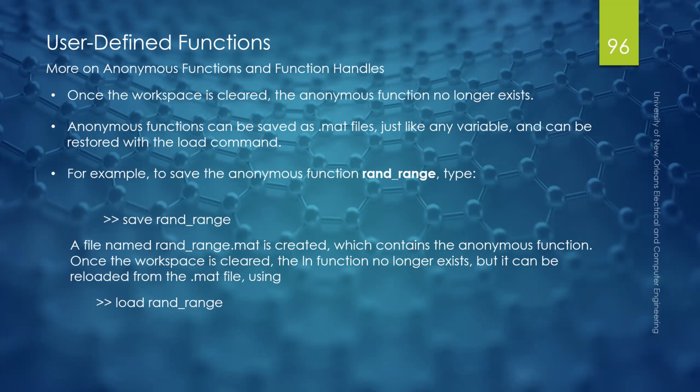Once the workspace is cleared, the function no longer exists, but it can be reloaded from the .mat file. Again, you can use load rand_range, and it'll bring it back. So save will save it. You can clear the workspace, but then you can bring it back again by typing load rand_range, or whatever name of the function you've given it. Okay.